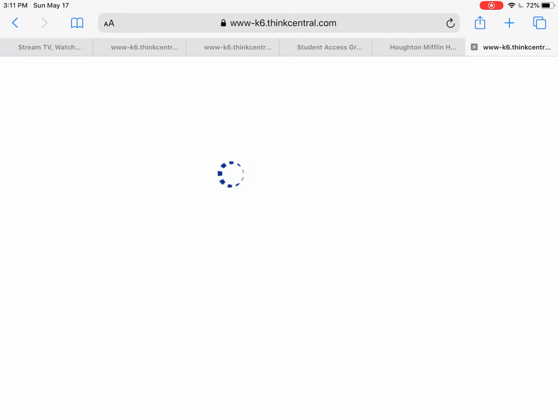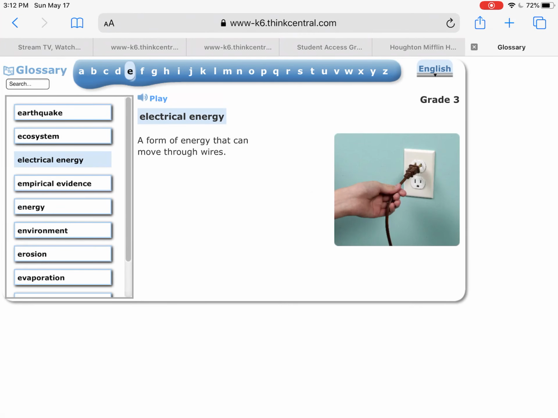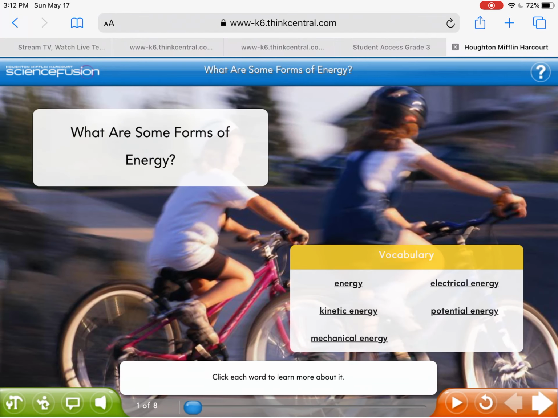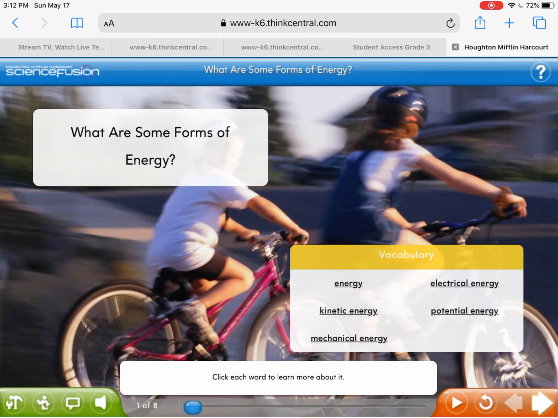So energy is the ability to make something move or change. Electrical energy is a form of energy that can move through wires. So it has the word electric in it. So it has to do with plugs and wires and electricity. Kinetic energy is the energy of motion. So when you're running or moving, you are using kinetic energy.